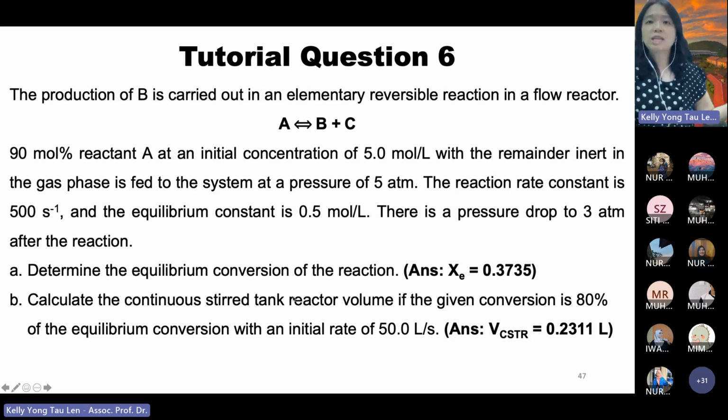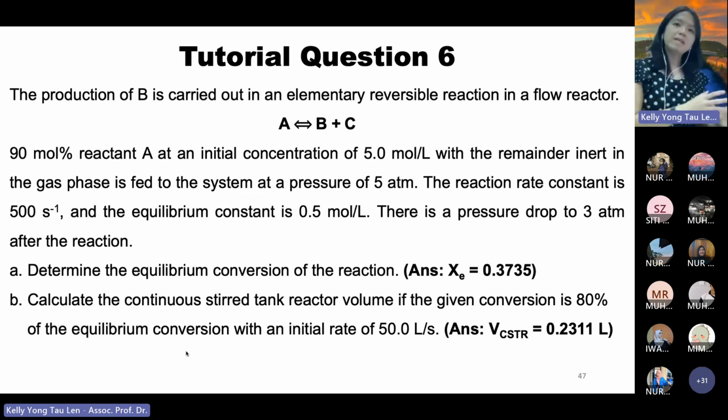So sama macam contoh tadi, they ask us to find Xe and subsequently, again, calculate the volume of CSTR di mana the given conversion must be 80% of the equilibrium conversion. So sekarang soalan ni pula, soalan kedua dia punya conversion dalam reaktor kita tu mestilah 80% daripada equilibrium conversion kita. Sebab tu part A kena tahu dulu equilibrium conversion. Baru kita boleh specify berapa persen daripada equilibrium conversion itu akan menjadi conversion reaktor kita.